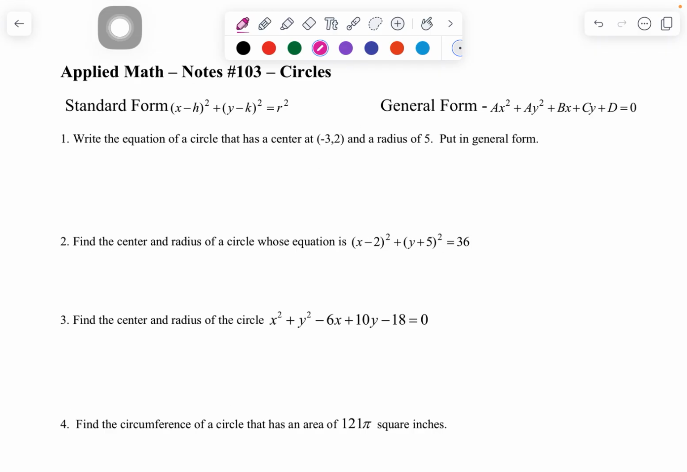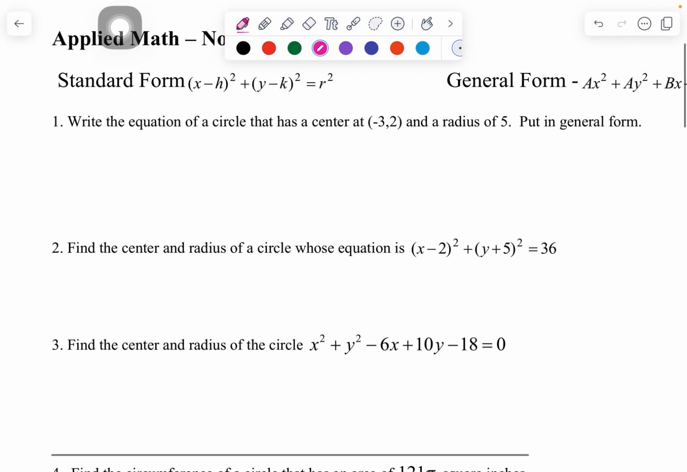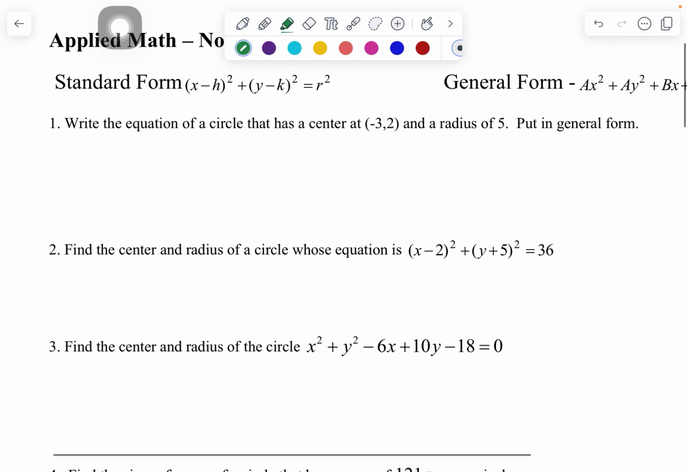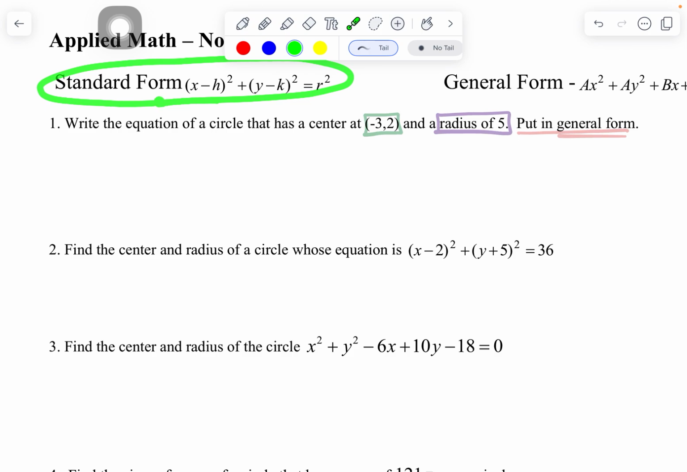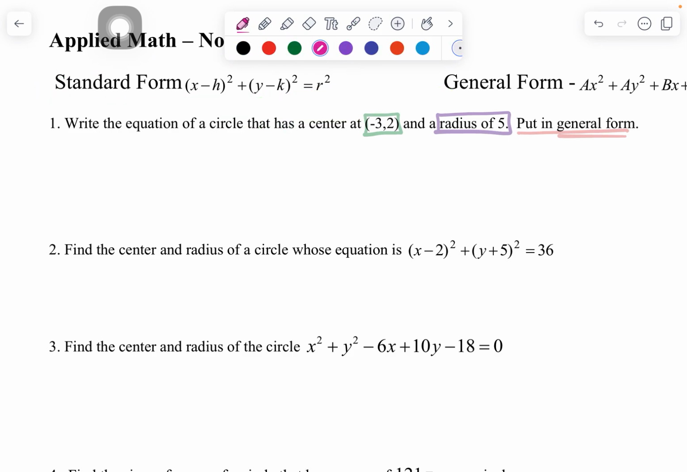So I'm going to jump right into equation number 1. It says to write the equation of a circle that has a particular center, specifically the center of -3, 2, and a radius of 5. Now, unfortunately, I was mean to you, and I did say you need to put it in general form. But here's the deal. We're going to start in standard form, okay? And then we're going to convert from standard to general, because standard form is the one where we can just fit in the information for the center and the radius.